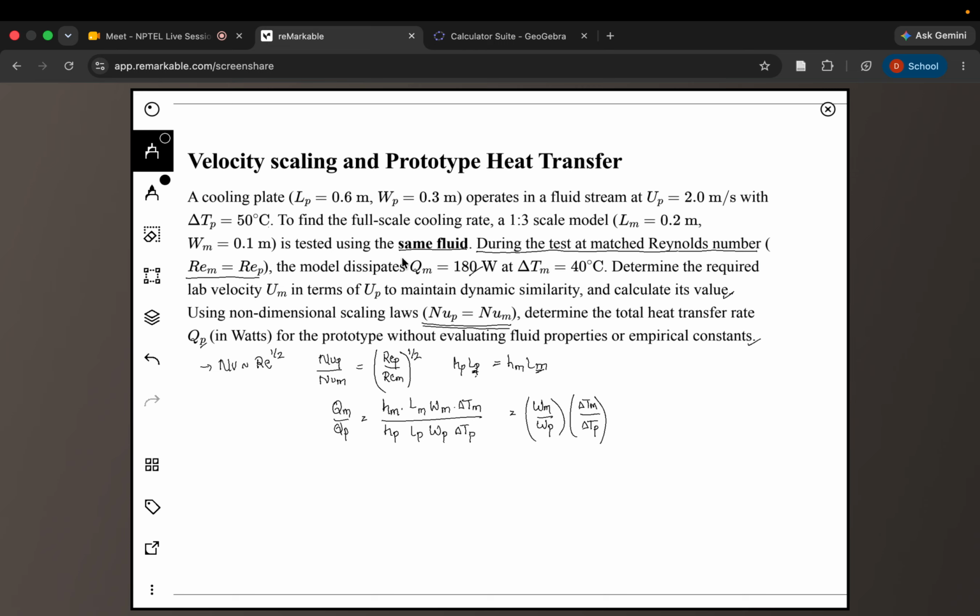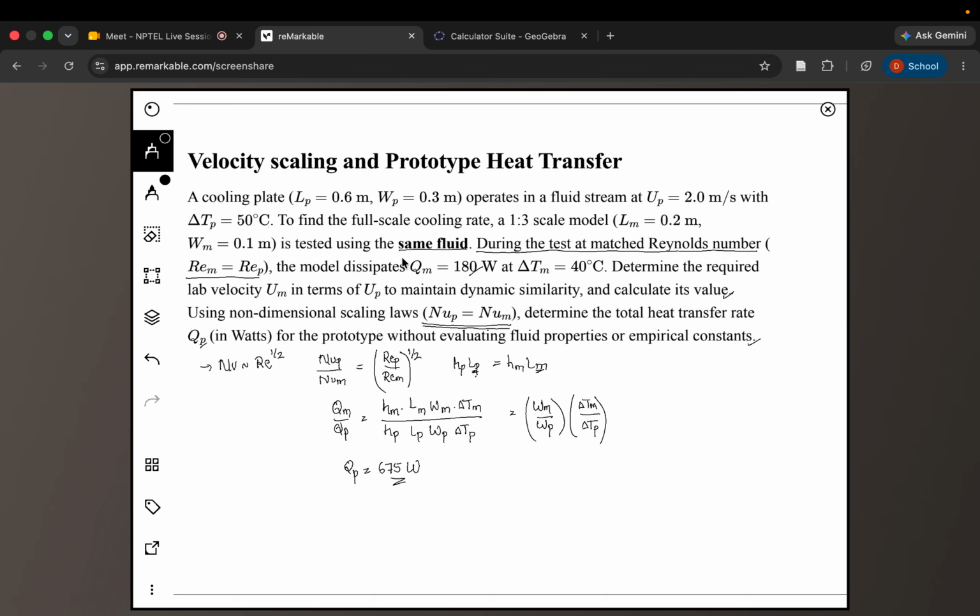So now we'll just stick to the convention, and this is straightforward arithmetic. You can substitute the values, and QM is given, so QP you can calculate. I'm getting this value to be around 675 watts. You can calculate and check again, but I think the basic idea is clear.